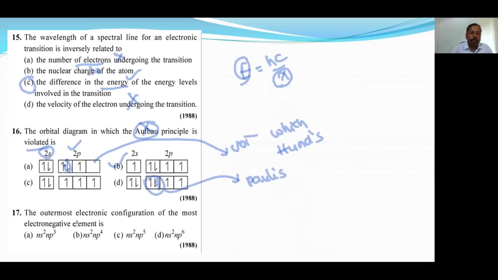Okay. Then the outermost electronic configuration of the most electronegative atom. Most electronegative atom means it should be a halogen. Halogen, and fluorine will be 2s2 2p5. So the answer will be option C.